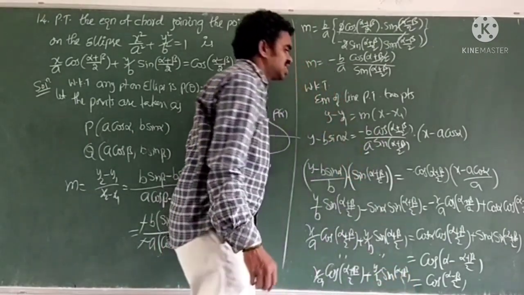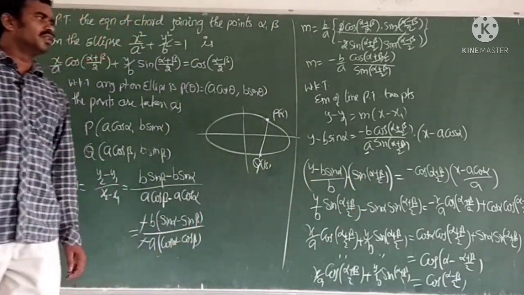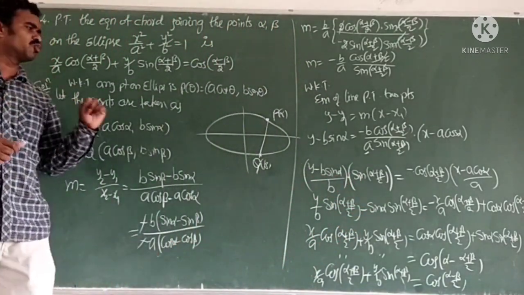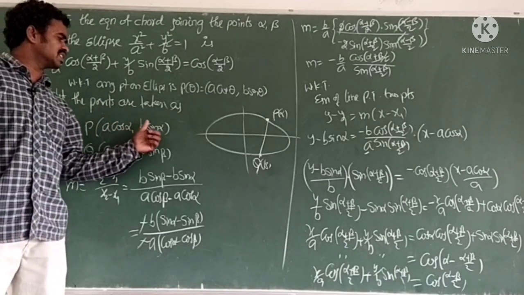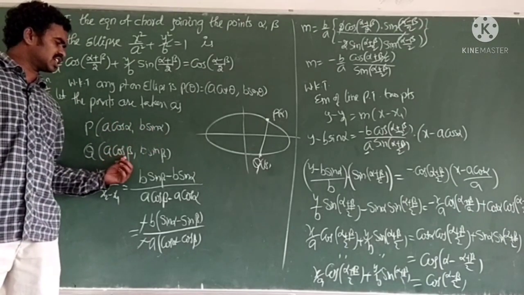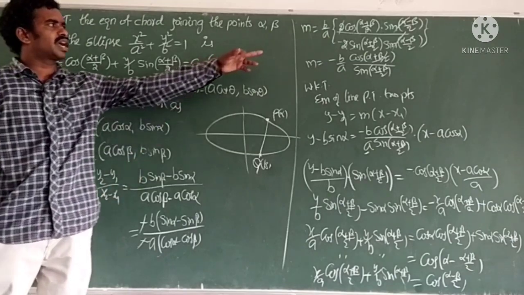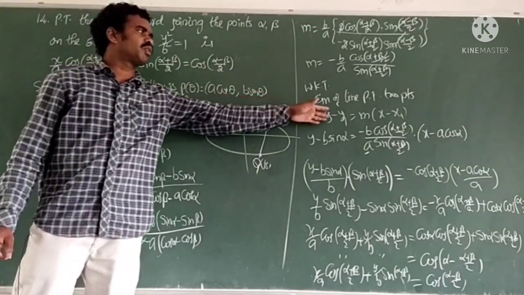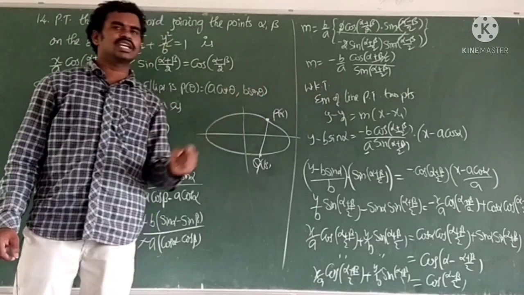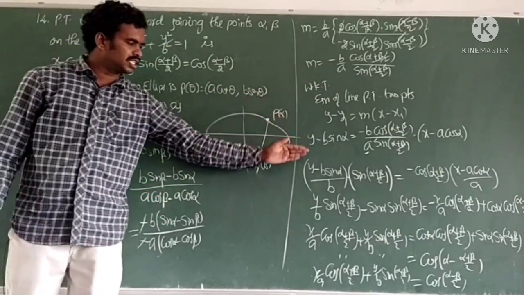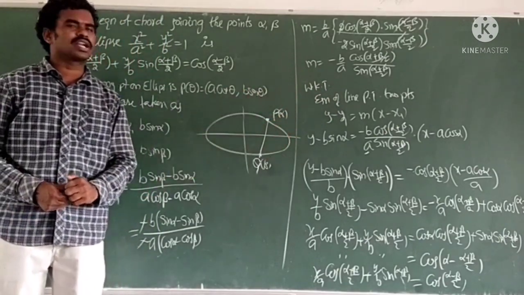Same step, write down. This is the answer, hence proved. Okay, first take the 2 points: one is a cos alpha, b sin alpha, and the second one is a cos beta, b sin beta. Find the slope of these 2 points, that is the m value, and write the line equation passing through the 2 points, y minus y1 equal m into x minus x1. Substitute the values and simplify. Using trigonometric formulas, we get the answer.